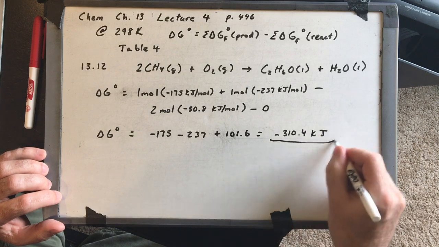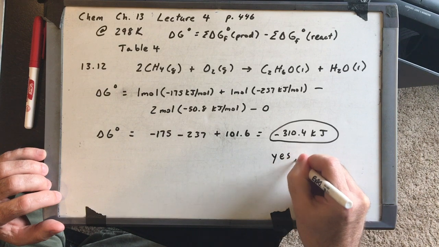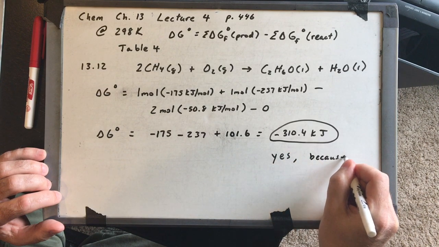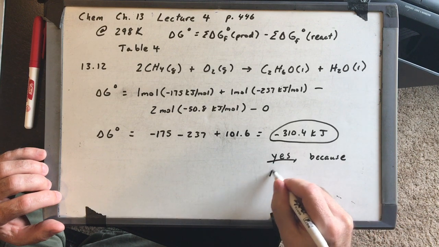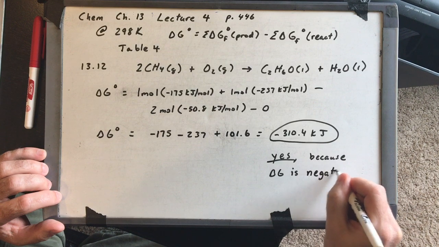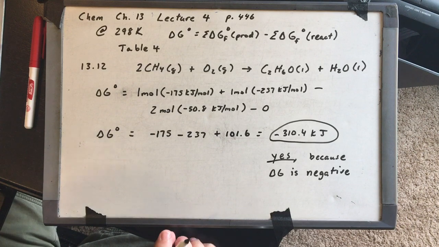So that's the Gibbs free energy. Is this reaction spontaneous? It is, yes, because delta G is negative. If it were positive, then this reaction would violate the second law of thermodynamics and it wouldn't occur; it would be non-spontaneous.